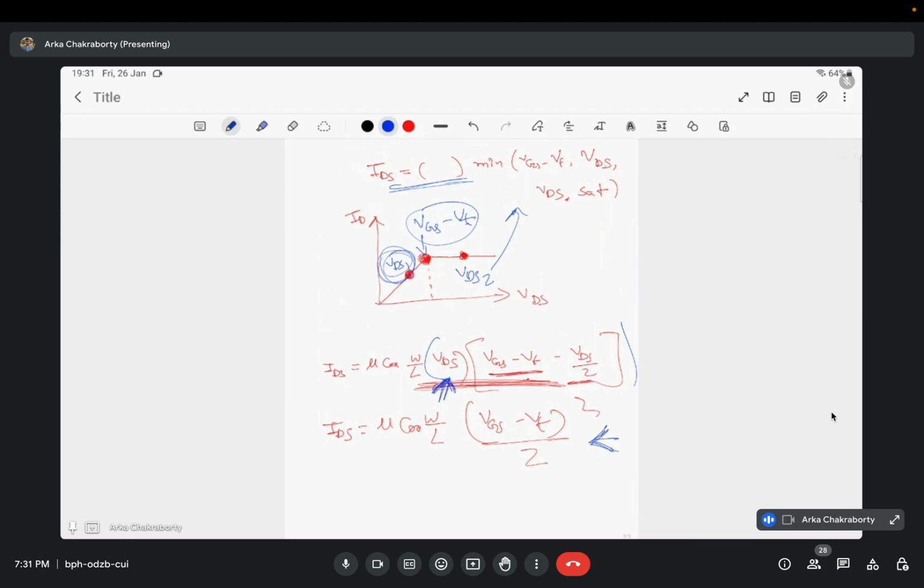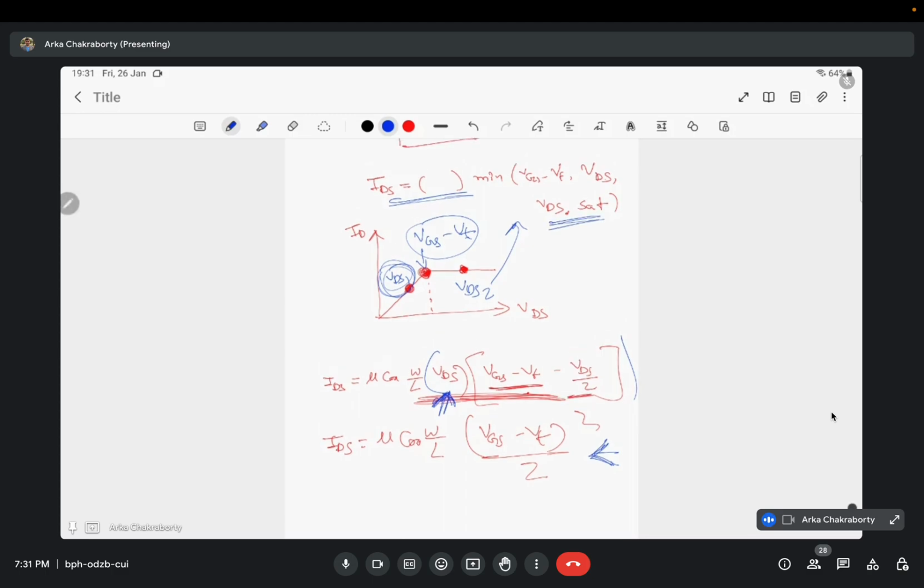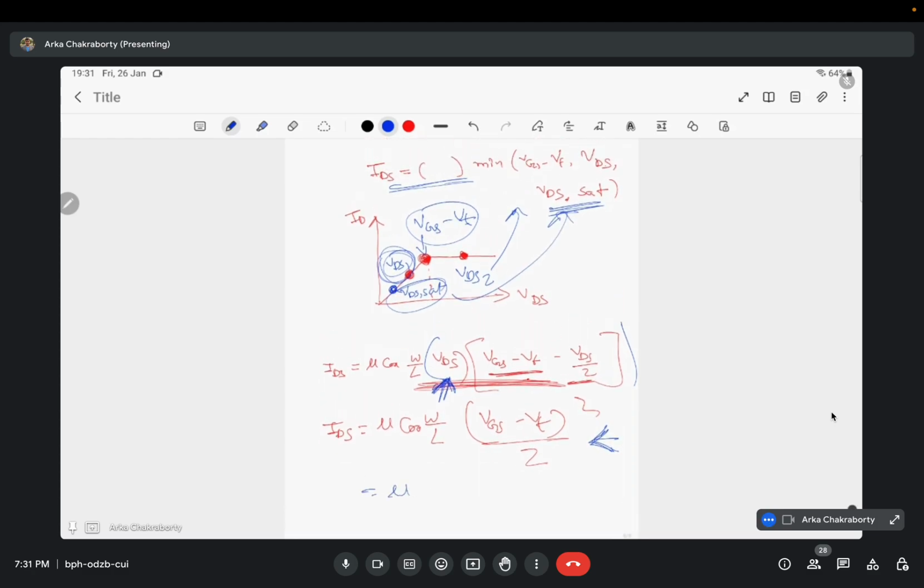If my VDS saturation is the minimum, here it is the VDS set, then I will replace this VDS set in this minimum equation, and I will get something like mu Cox W by L into (VGS minus VT) into VDS set, minus VDS set square by 2. I will get something like this.